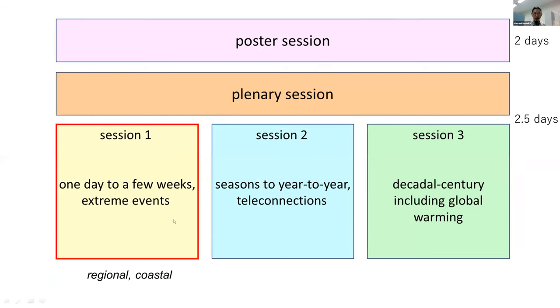In this workshop, we had a 2-day poster session and also 2.5 days oral sessions. So in addition to the plenary session, we had 3 sub-sessions, based on the time scales of the phenomena. The first one, session 1, was for the 1 day to a few weeks time scale, including extreme events. And sessions 2 and 3 are for longer time scale phenomena. And of course, session 1 is more closely related to the regional and coastal ocean atmosphere variability and interactions.